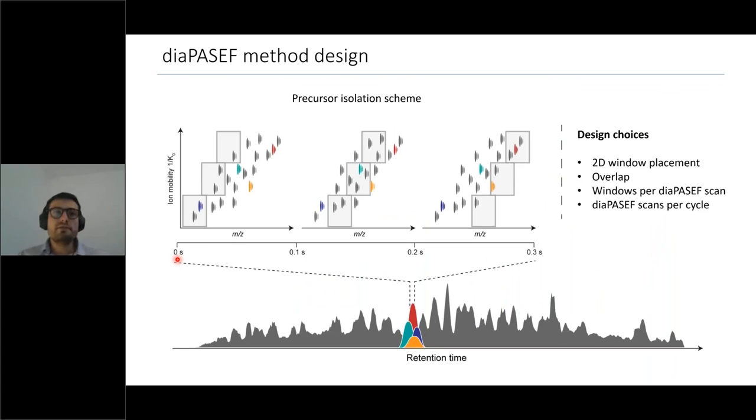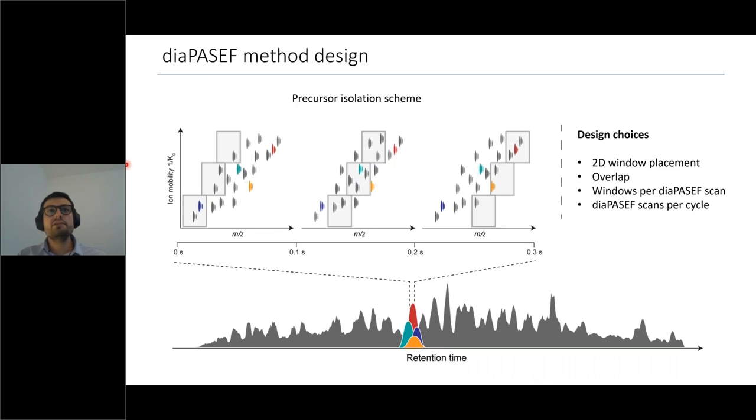However, it also makes it a bit more complicated because our problem of finding optimal window placements now is not only a two-dimensional or even one-dimensional problem where we just need to find the optimal distribution of our windows in the m/z dimension, but now we also have to consider the ion mobility dimension. So instead of having windows only in m/z, we're now talking about boxes.